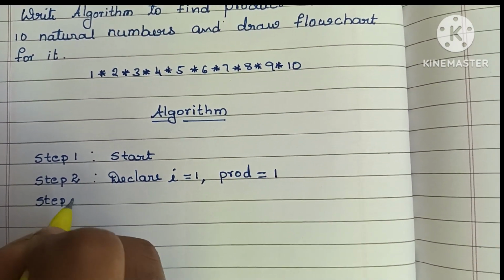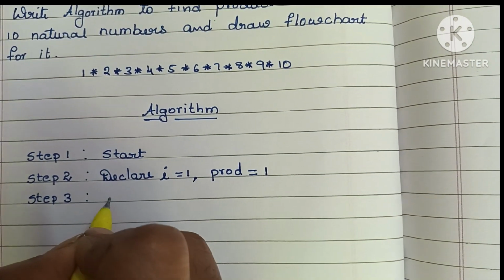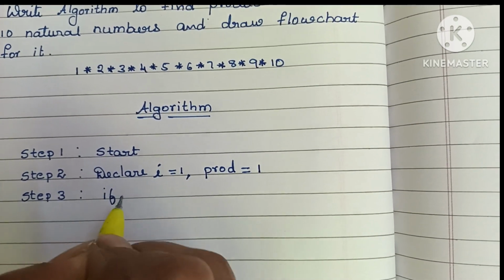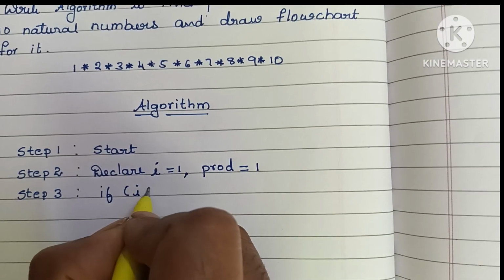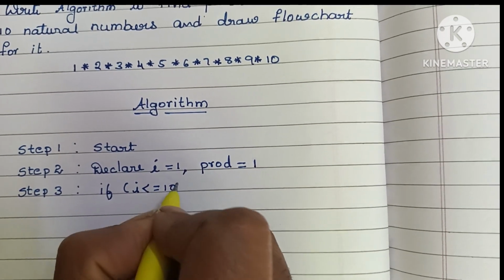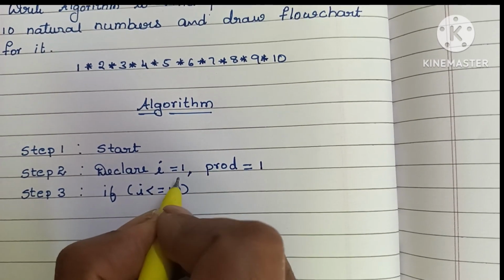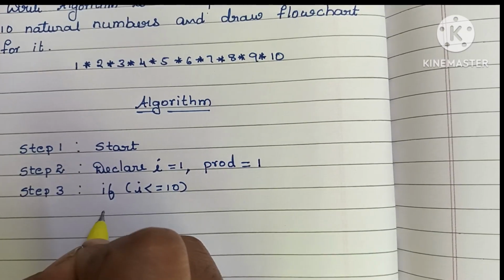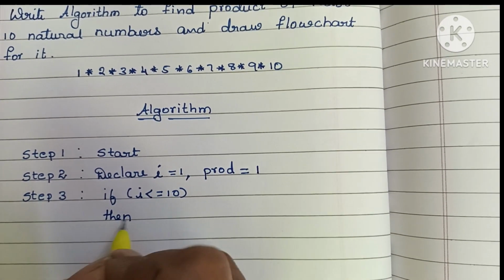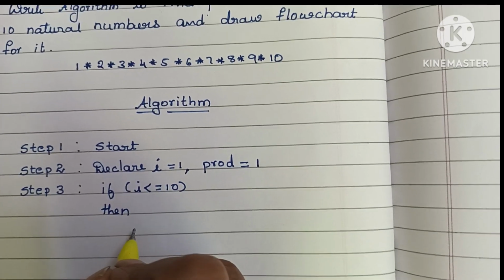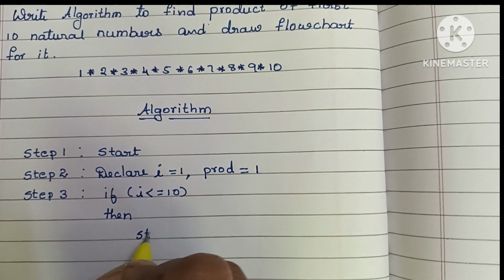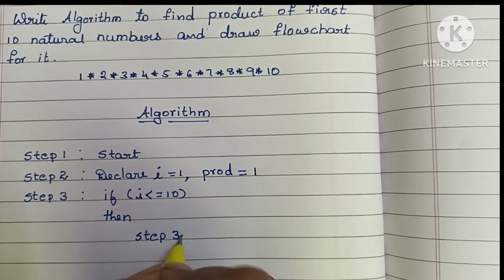Step 3. In step 3 we have to compare if I value is less than or equal to 10. If this condition is true, if I is less than or equal to 10, we have to execute step 3.1.